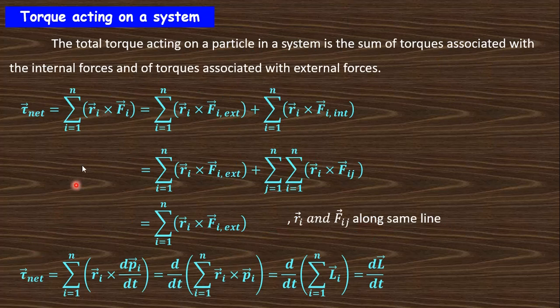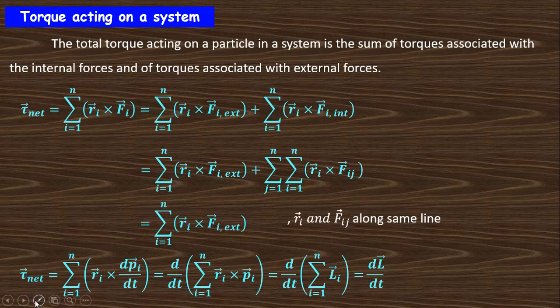And now comes the torque acting on the system. Torque is known as R cross F. So F has two parts, an external part and an internal part. The internal part can be written as Fij.